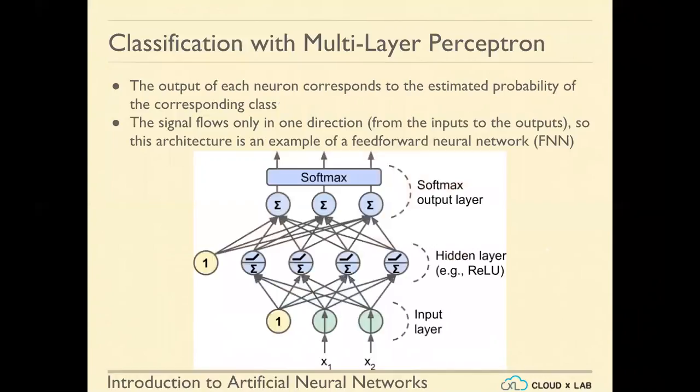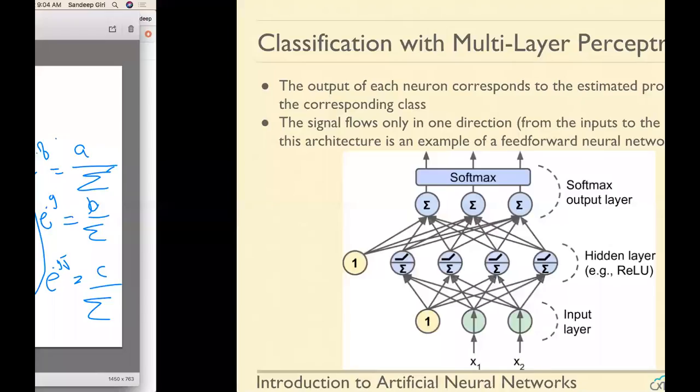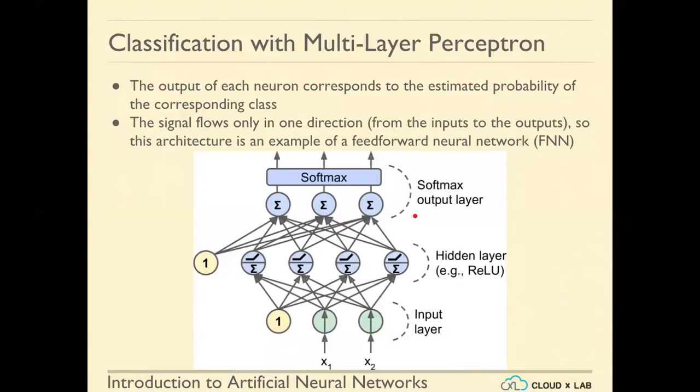So if you sum up all of these values here, the answer will be 1. Okay, so the signal flows only in one direction, from inputs to the outputs. So this architecture is an example of a feed forward neural network.